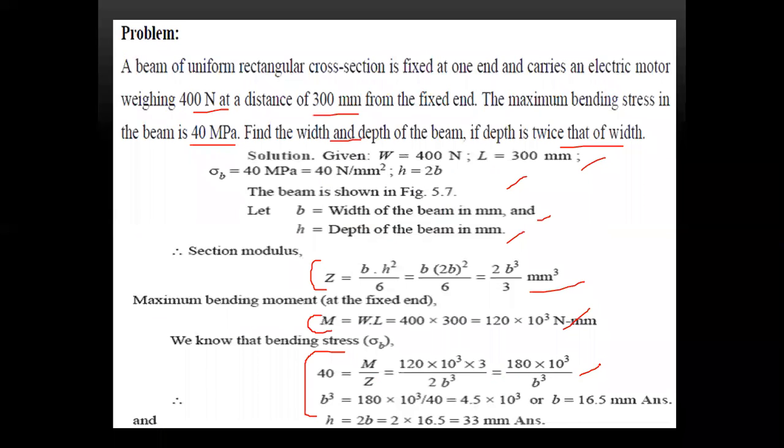Substituting these values, you are getting this formula. The breadth is equal to 16.5. Based upon the breadth, H is equal to 2 into P, that is 16.5 into 2, that is 33 mm.